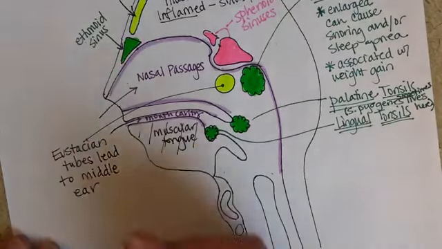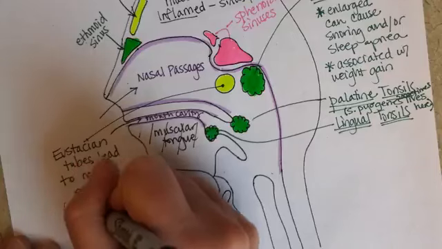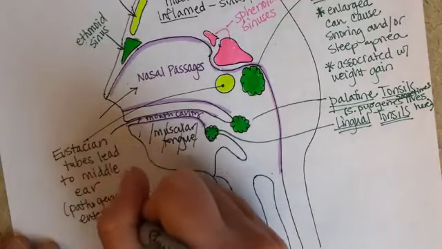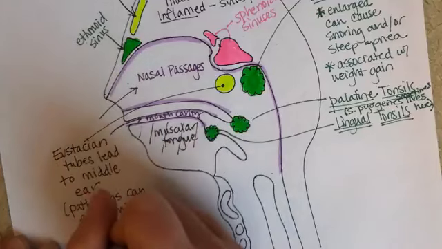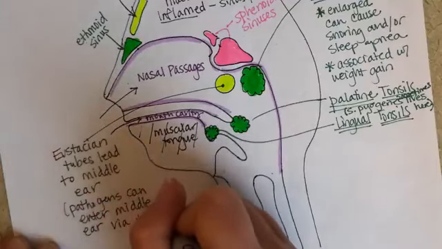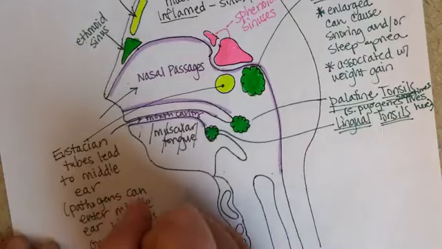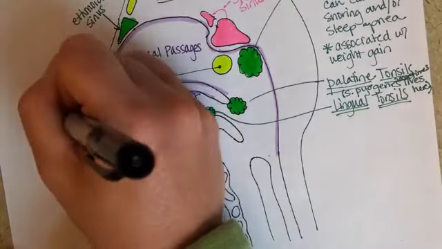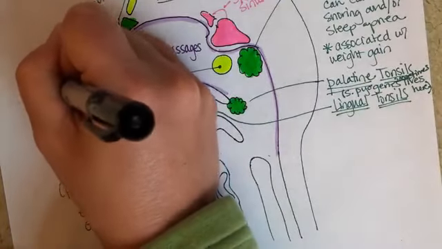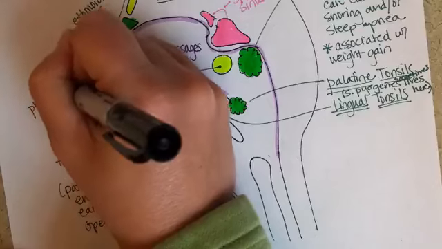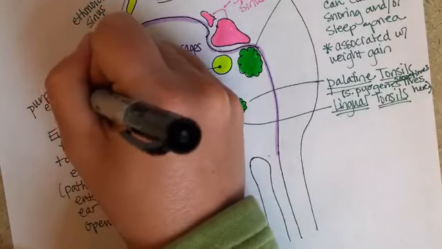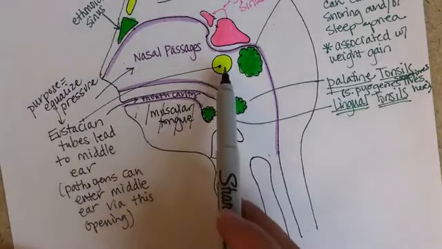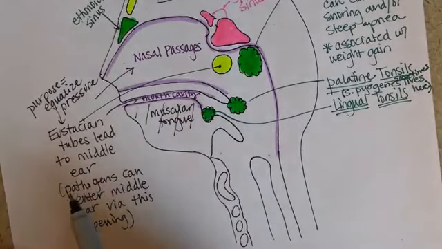And so you can see that pathogens can enter. You might remember from 241 that the purpose is to equalize pressure between the middle ear and the outside of the body. But because of this opening, now pathogens can enter and be able to go up to the middle ear.